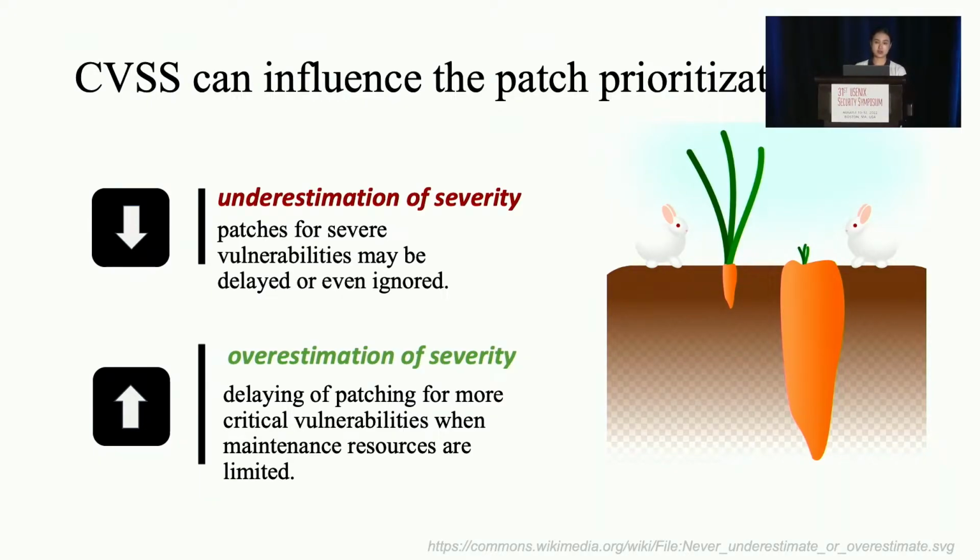Specifically, if the severity of the vulnerability is underestimated, the patches for the severe vulnerabilities may be delayed or even ignored. When the severity of the vulnerability is overestimated, it will cause the delaying of the patching for more critical vulnerabilities when the maintainer resources are limited.